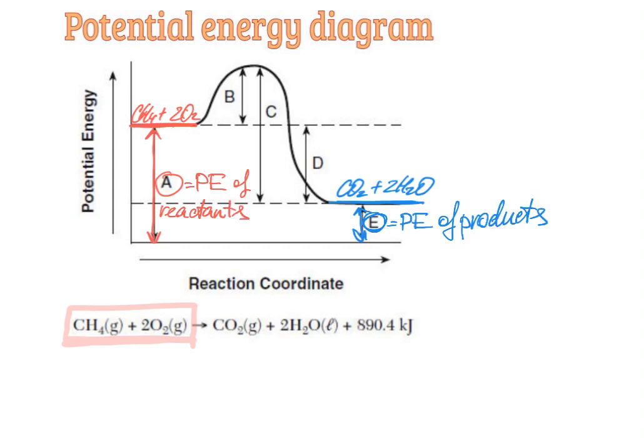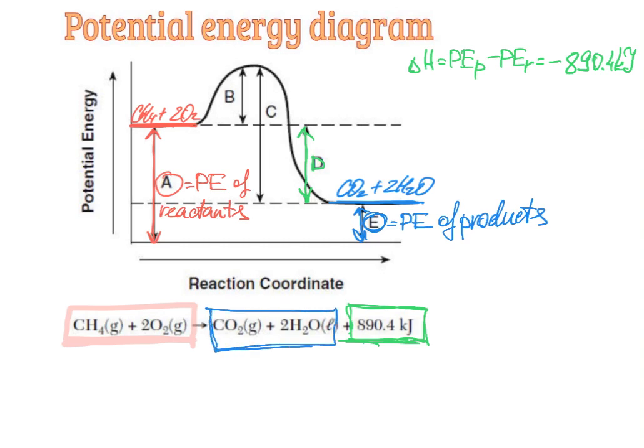Okay, and as you know now, the difference between the potential energy of the products and the potential energy of the reactants is called the heat of reaction. So this letter over here, the D, represents that heat of reaction. It is negative 890.4 kilojoules. How do I know that? Because in the reaction right here, I am given information about how much energy has been released alongside the carbon dioxide and water. And here are my products over here. Okay, so my letter D represents the heat of reaction.